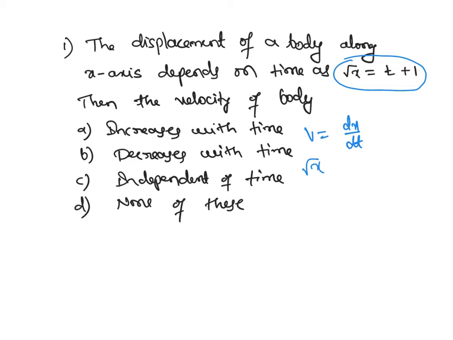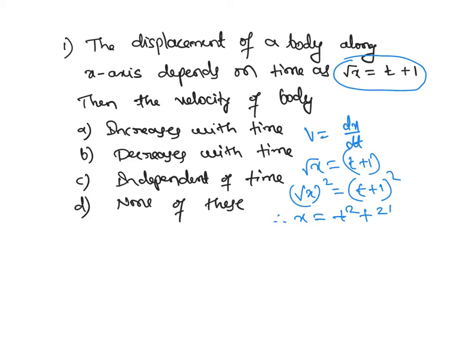As given, root x is equal to t plus 1, so let me square both sides. So root x whole square is equal to (t plus 1) the whole square. Therefore, I will get x is equal to t square plus 2t plus 1. Okay, so now I got the value for x. So let me differentiate with respect to time. dx divided by dt is nothing but velocity v, which is d by dt of (t square plus 2t plus 1), that is equal to 2t plus 2.